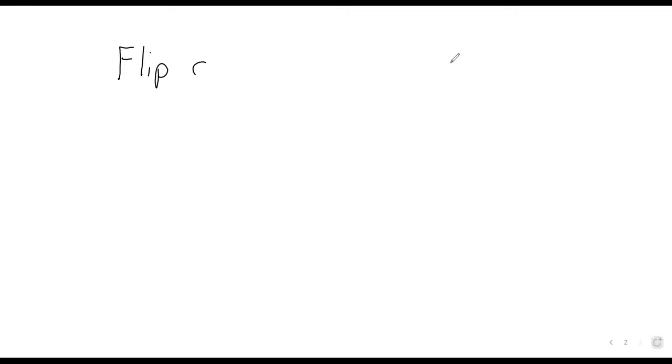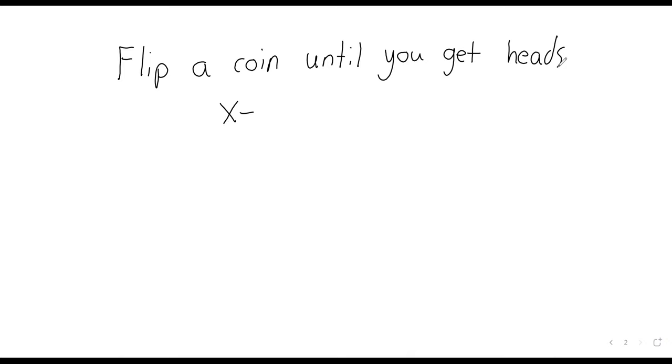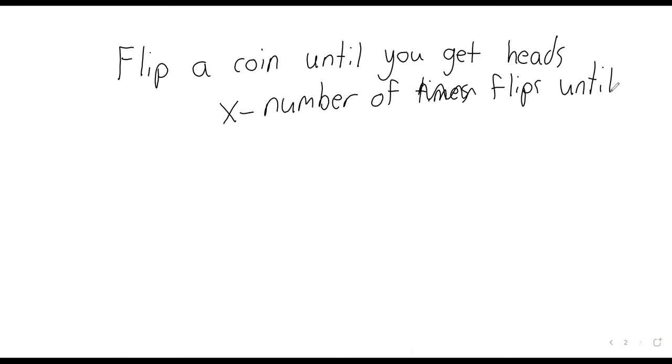You can keep flipping a coin until you get a heads. And your random variable could be the number of flips, let's say, until heads shows up.